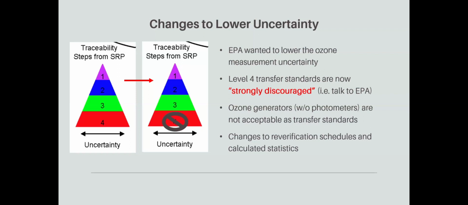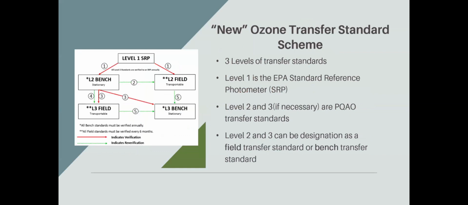So the new ozone transfer standard scheme looks like this. There's only 3 levels of transfer standard: level 1 SRP, the level 2 and level 3 if necessary at the PQAO level. But then level 2 and level 3 can be designated as either a field or bench transfer standard. It's kind of self-explanatory. Once you have a bench standard, it sits in your laboratory, doesn't move, whereas the field transfer standard is something that you take to the field with you. So this is kind of the generic scheme that EPA came up with.